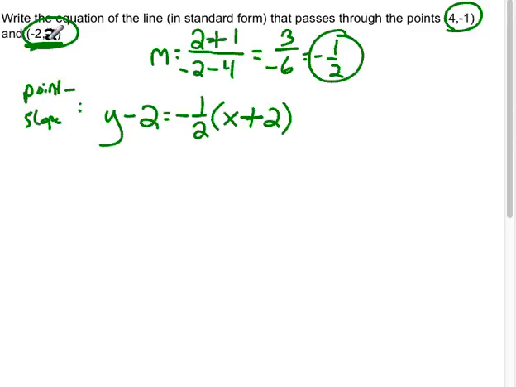So point slope isn't what it asked for though, right? What it asked for is standard form. So now that I have an equation written, I have to get it into the correct format. The correct format means now I need no fractions and I need the x and y together. So to make this happen, I'm going to distribute the -1/2. So y minus 2 equals -1/2 x. -1/2 times 2 is going to give me a -1.